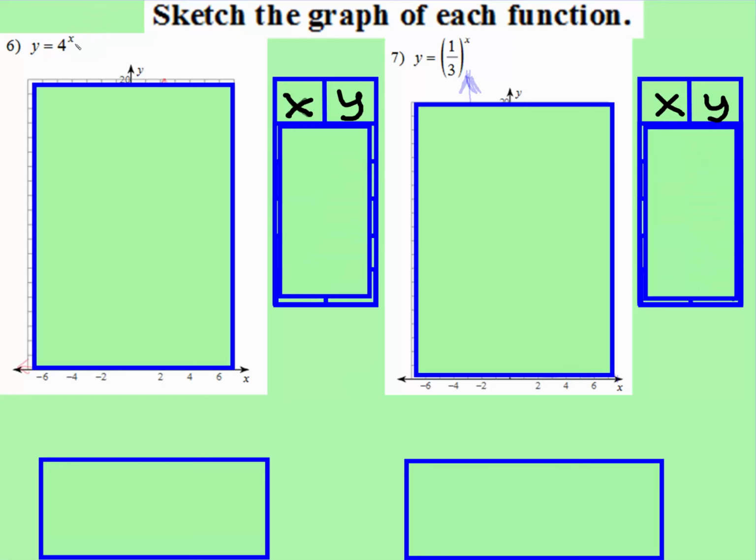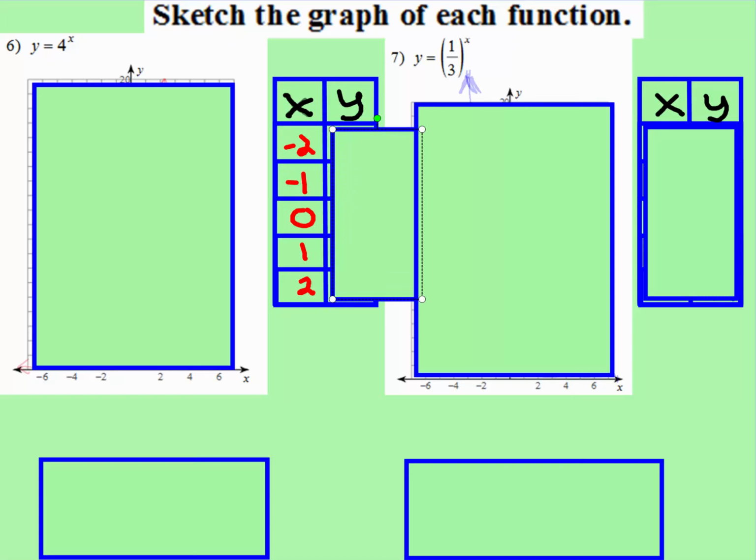So we have y is equal to 4 to the x, and I'm going to just pick some x values. I picked -2, -1, 0, 1, 2. So I'm just going to plug those into the variable. Well, 4 to the -2, remember, that is the same as saying 1 over 4 squared, which is 1/16. And when it's 4 to the -1, that becomes 1/4. 4 to the first is 4.